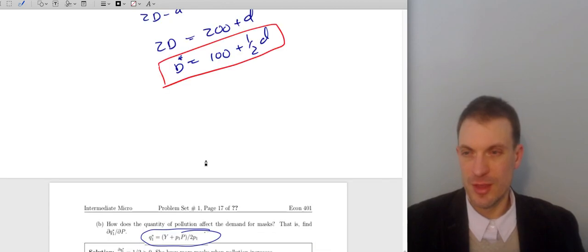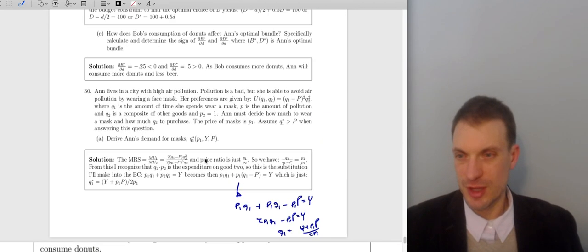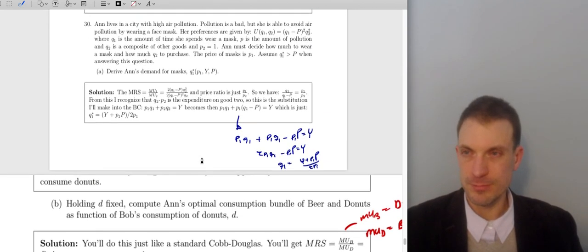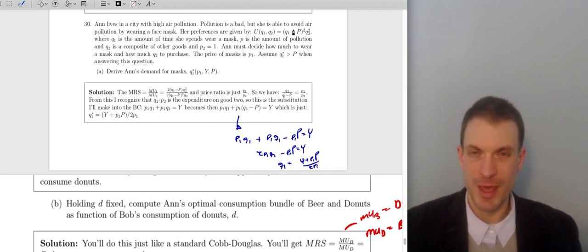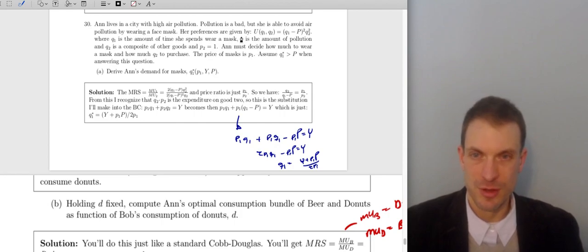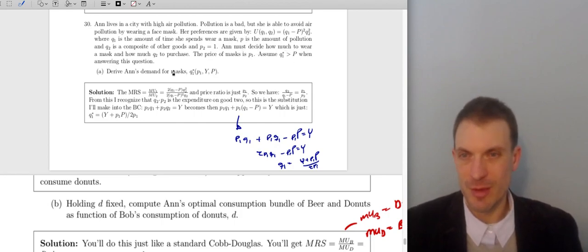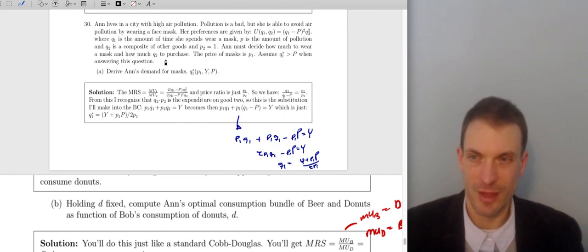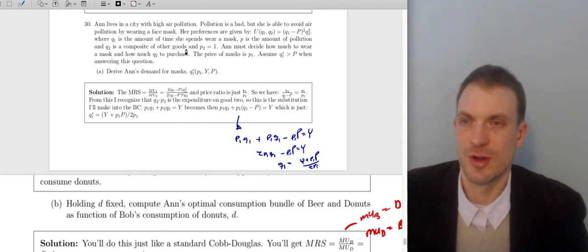All right, and then the next one was the pollution masks one. Ann lives in a city with air pollution. Pollution's a bad, able to avoid. So here's the utility function. This is Q1 minus P, where capital P is pollution, squared, and then Q2 squared. Q1 is the time spent wearing a mask. Big P is the amount of pollution. Q2 is a composite of other goods. Ann decides how much to wear and how many masks to purchase, or how much other goods to purchase.